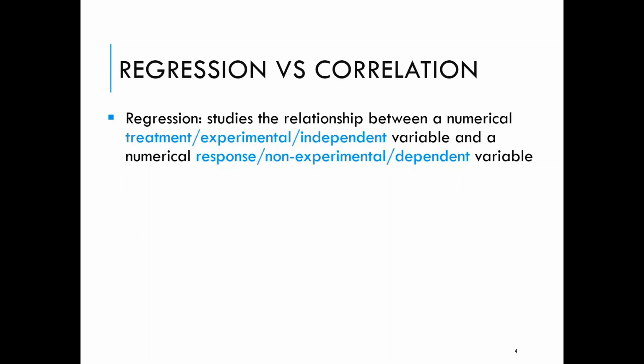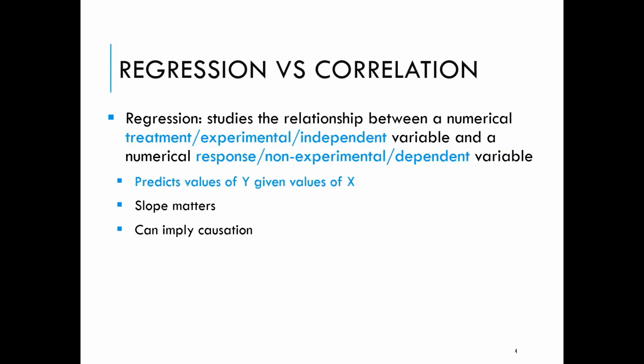There's different words to describe these two variables, and I've listed them all out here, but the basics of it are one variable can be manipulated by the researcher, and the other variable is not manipulated, it's just observed. With regression, we can predict values of y given values of x. So x is these treatment or controlled variables or manipulated variables, and y is those observed variables. In regression, the slope of the line does matter, and it can imply causation.